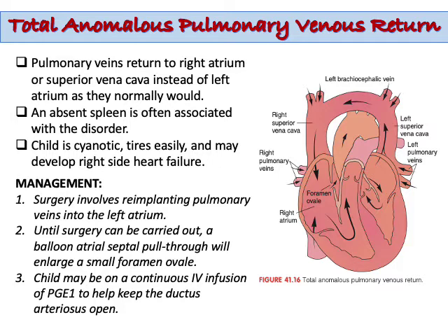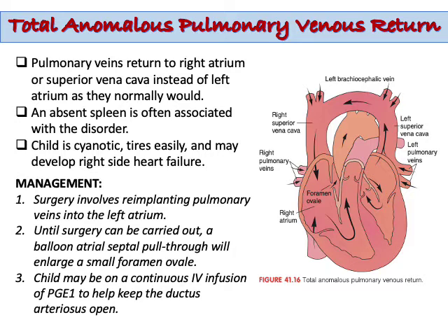Total anomalous pulmonary venous return. This is when the pulmonary veins return to the right atrium or superior vena cava instead of the left atrium, as they normally would. This disorder is often associated with an absent spleen because the pulmonary veins carry oxygenated blood but are attached to the right side of the heart. There is a problem with blood flow. So, the child is cyanotic, tires easily, and may develop right-sided heart failure.